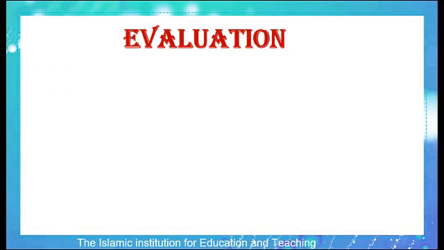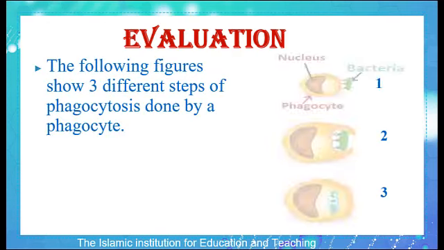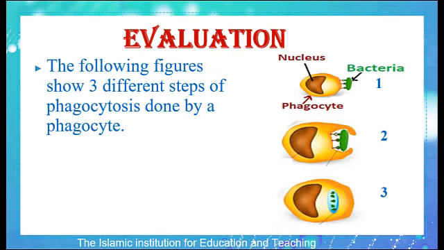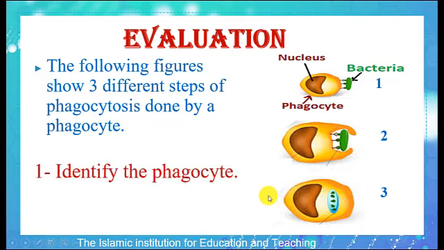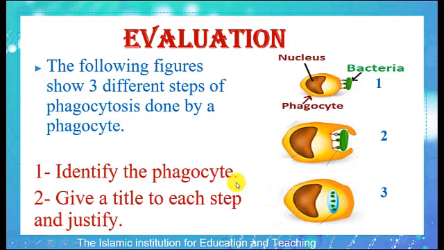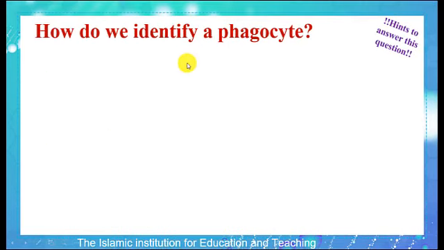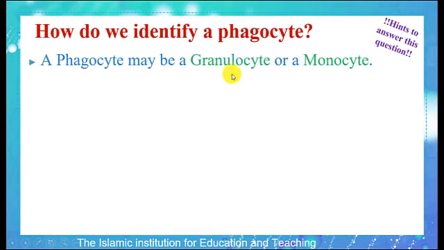As an evaluation, please pause the video to solve this application. The following figures show 3 different steps of phagocytosis done by a phagocyte. Please identify the phagocyte and give a title to each step and justify. Before we start, we need to identify the phagocyte. A phagocyte may be a granulocyte or a monocyte. But how can we distinguish between them?